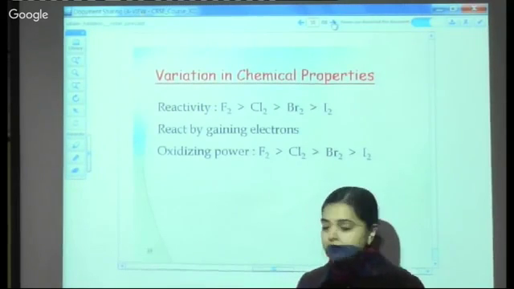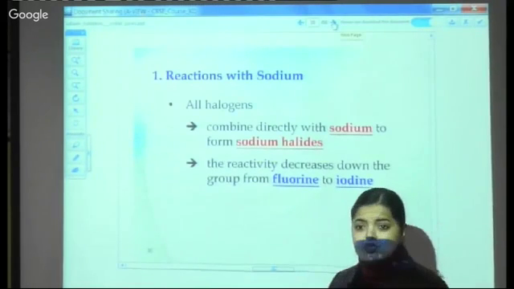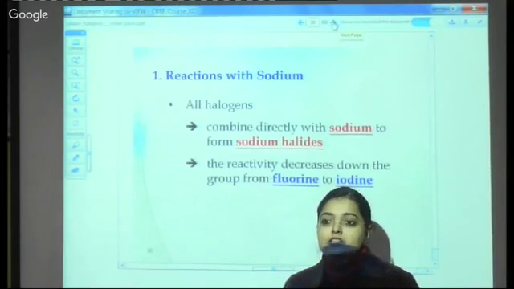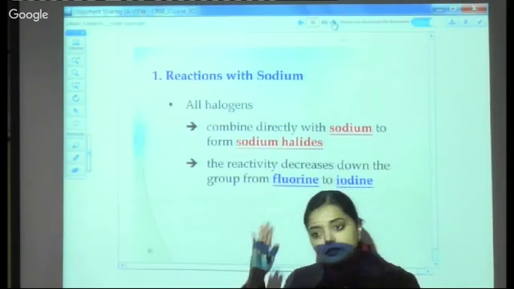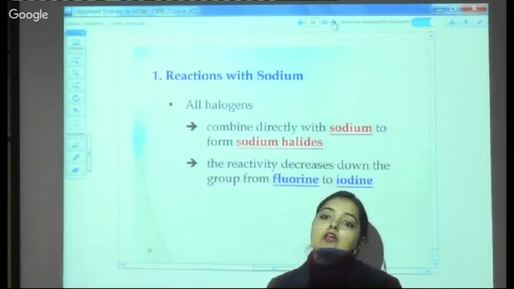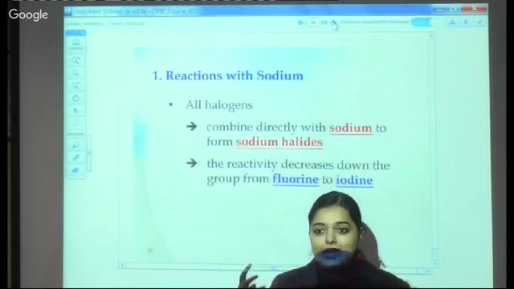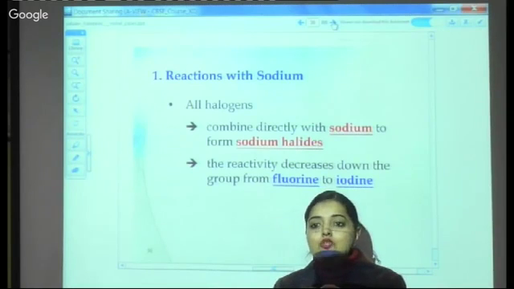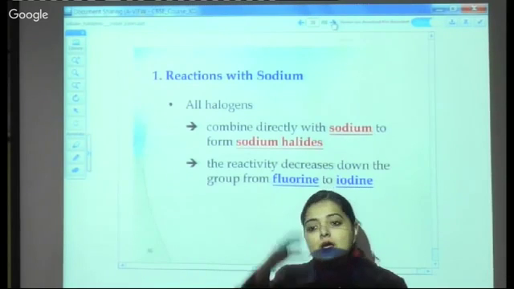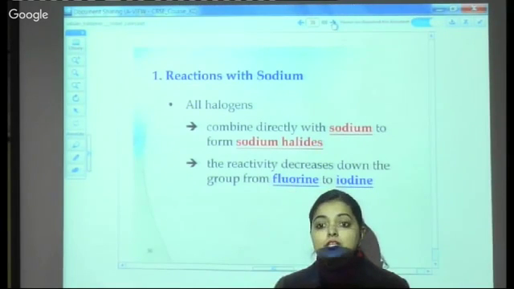Clear? Next slide. Now, reaction with sodium. As the reactivity goes, fluorine will react readily, or violently, of all, and iodine will react the least among the group with sodium. Though sodium is very favorable to react, because sodium has 1 extra electron and halogens have 1 less electron, that kind of interaction is very favorable to form an ionic bond and give a full octet for both of them.